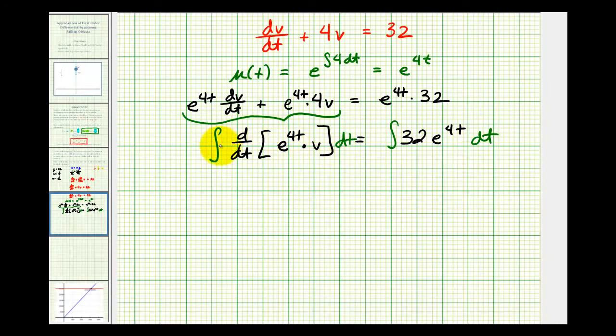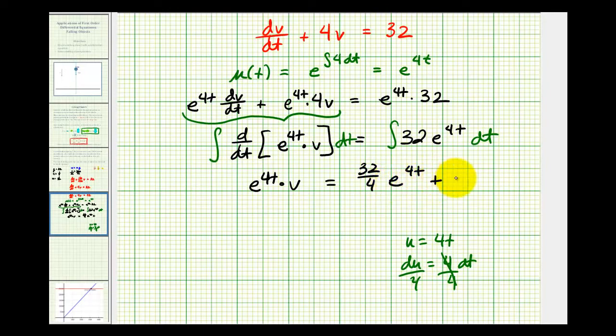On the left side, the integral and derivative undo each other, so we're left with e^(4t) times v must equal, here we do have to perform a u substitution, where u is equal to 4t, so differential u is equal to 4 dt, dividing both sides by 4. If we write this in terms of u, we'll have an extra factor of 1/4, so we're going to have 32 divided by 4 times e^(4t) plus c.